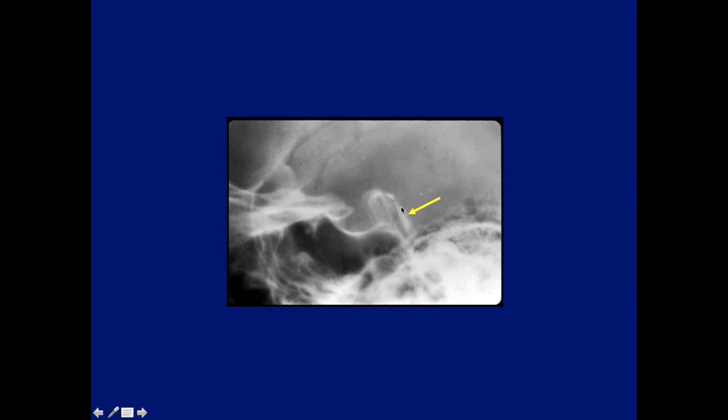Anybody know what this structure is on this plain film? I see people typing, but no words yet. Anybody? Well, not too many people look at plain films anymore.